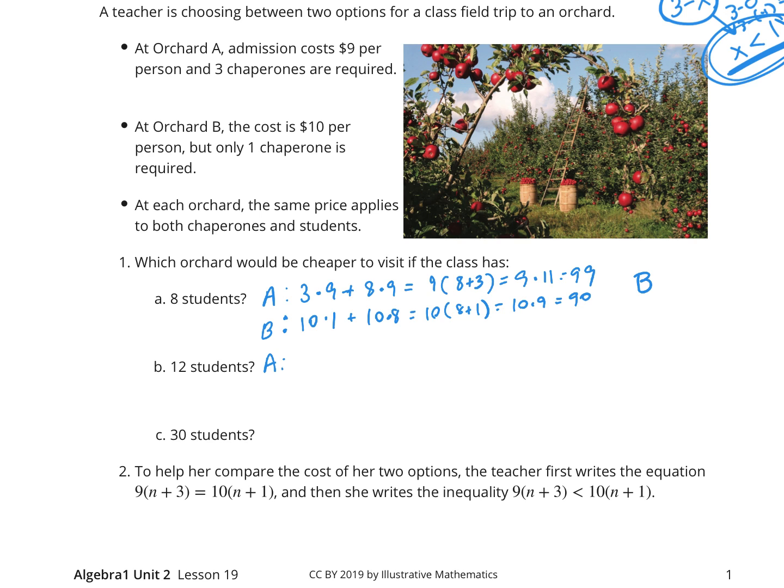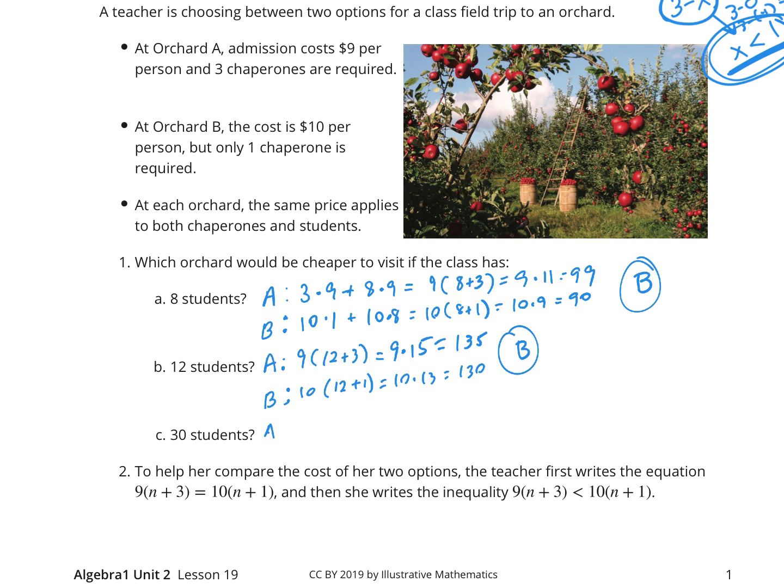I can repeat that process for 12 students. So I'm going to do 9 times 12 plus 3, which is essentially 9 times 15, which is $135. For Orchard B, I'm doing 10 times 12 plus 1, which is 10 times 13, which is $130. So again, Orchard B is going to be cheaper for this one.